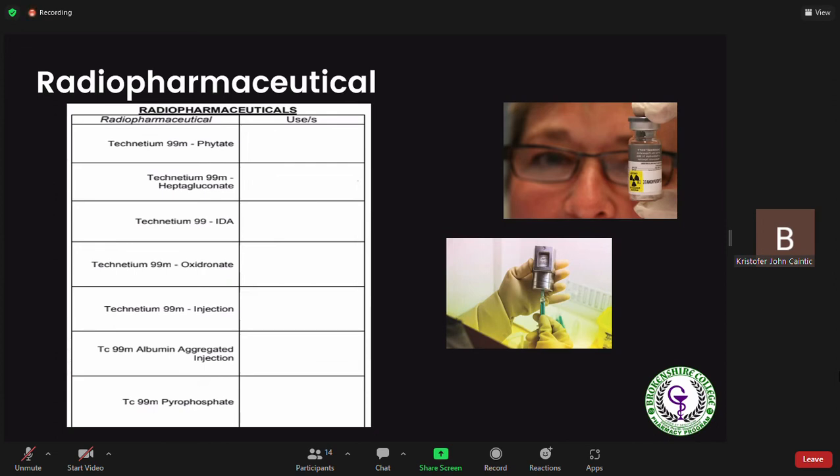So we have different radiopharmaceuticals. We have technetium 99m sulfur colloid, or tape. This is used for liver imaging. Then we also have technetium 99m gluceptate. This element is used for kidney imaging and also to test your kidney function.